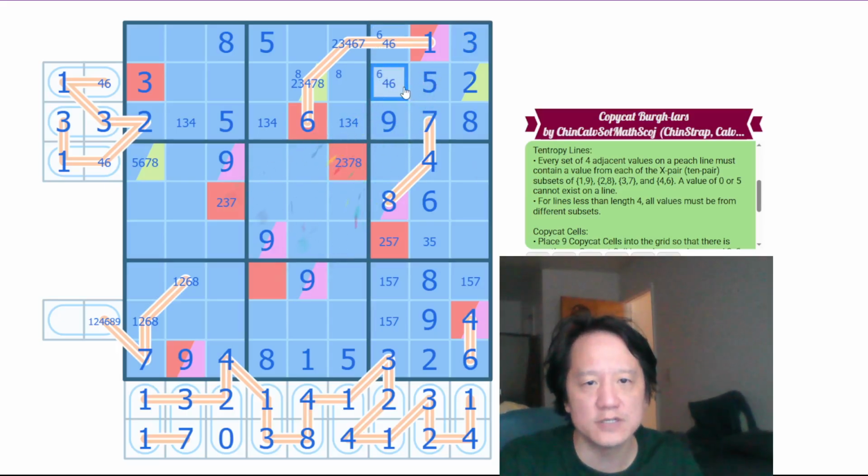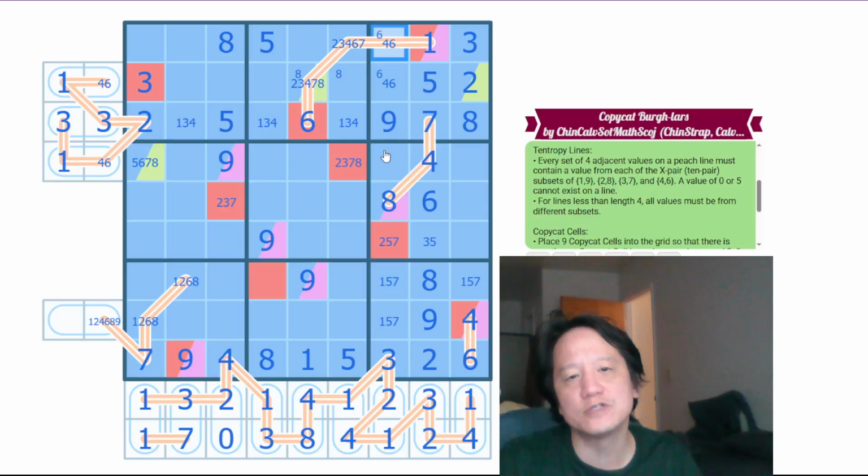It's 4 and 6 as a pair. This is a 4, 6 in the 4, 6 pair. So that eliminates 4 and 6 in the rest of the entropy line. 3 eliminates 3 here. This can't be 2 or 3. It's 7 or 8.